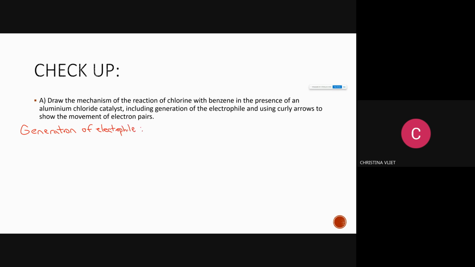What do we have to show? It's Cl2 plus AlCl3. And then what you have to recognize is one of the chlorines is moving to the AlCl3, right? So what do you end up with? Cl plus and AlCl4 minus. But how do the charges work out? Chlorine is positive and AlCl4 is negative. Does that make sense? So we identify that we have an electrophile.